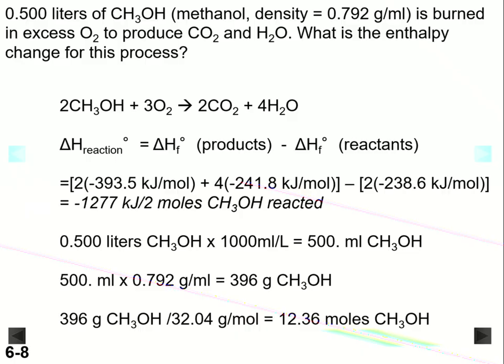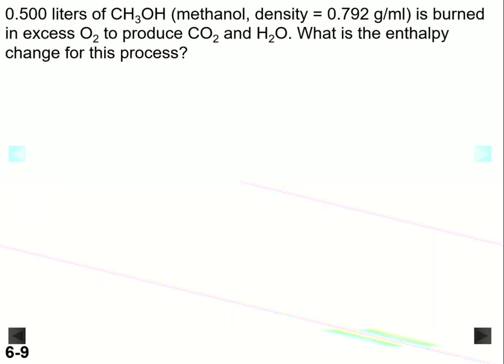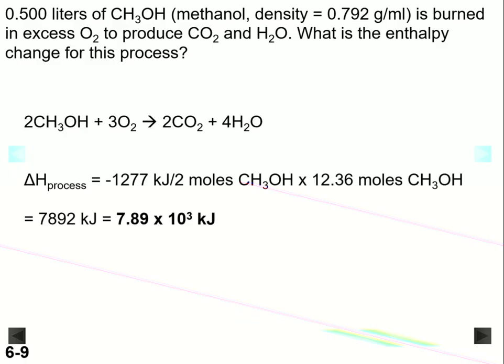Now we know that we get 1,277 kilojoules per 2 moles of methanol. How much heat do we get for 12 moles? We could set that up as proportionality. And here we see this as such. 1,277 kilojoules per 2 moles times 12.36 moles. Moles cancel out. We need to do 1,277 divided by 2 times 12.36, and you will get 7,890 kilojoules. This answer should have 3 significant figures, and that's what we have here in this answer.